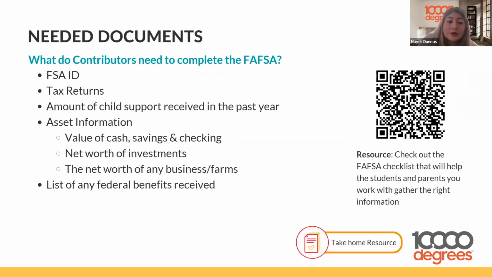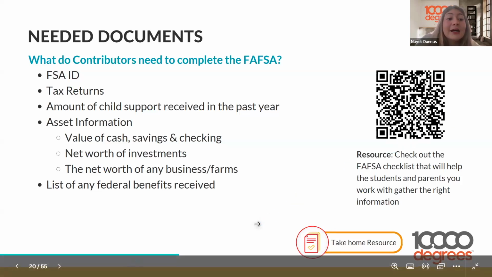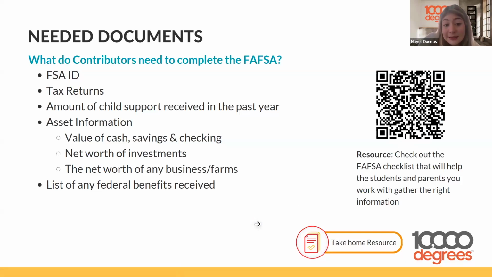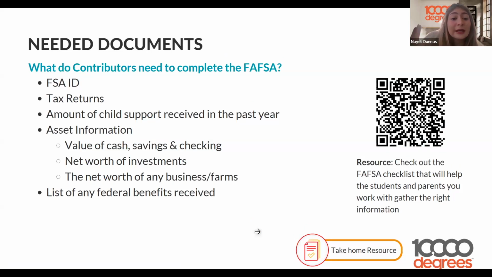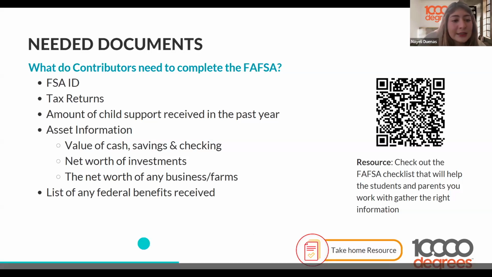Needed documents. So what do contributors need to complete the FAFSA? They need to create an FSA ID for sure. That's step one. They're also going to need their 2023 tax information, so the tax returns. They need to provide the amount of child support received in the past year, if this applies. They're also going to provide the asset information, meaning the value of cash, savings, and checkings, the net worth of investments, and the net worth of any business and farms. And last but not least, they will have to provide a list of the federal benefits they received. There's the QR code on the screen that will help students and parents gather all the documents ahead of time, but this will also be sent out in the follow-up email at the end of the presentation.